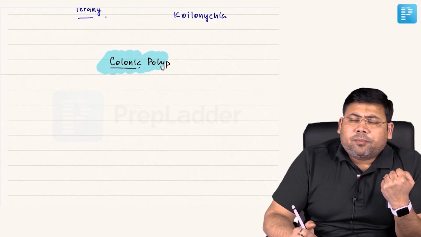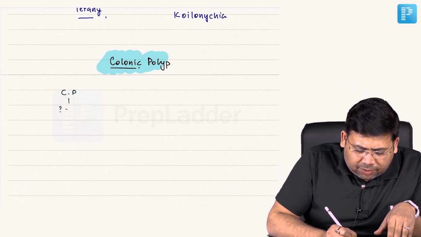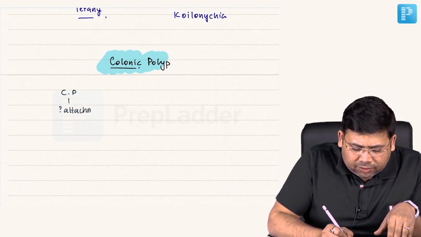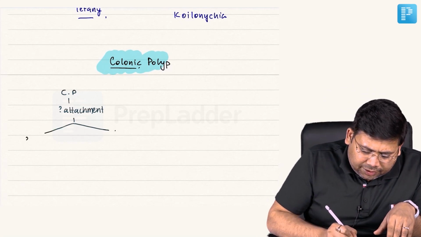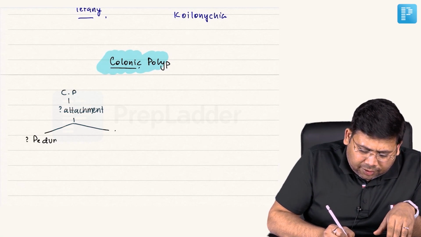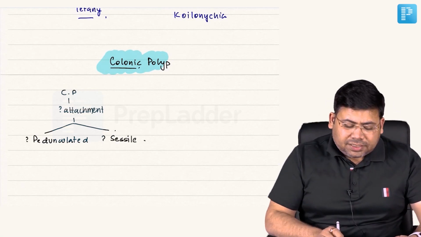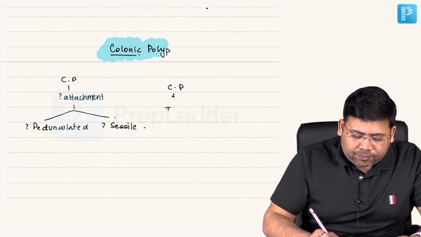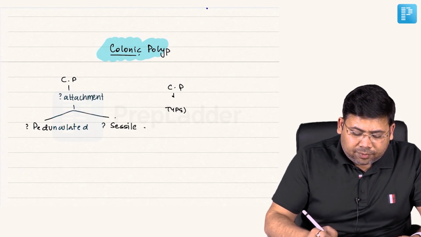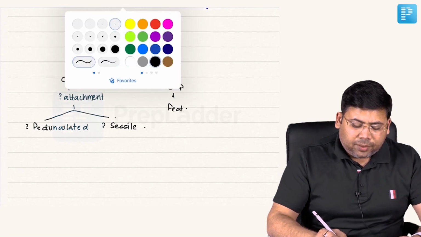When we talk about colonic polyp, colonic polyps are of a lot of types. Based upon their attachment, they are of two types. Either it could be pedunculated, or it could be sessile. Then based upon the type, or you can say based upon the features, what are the types of polyps?